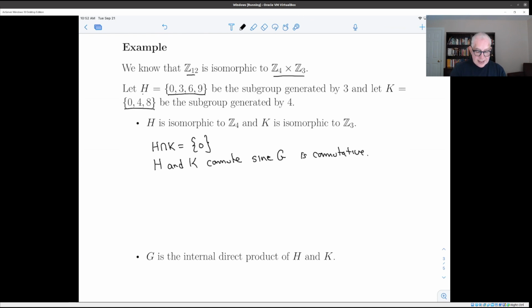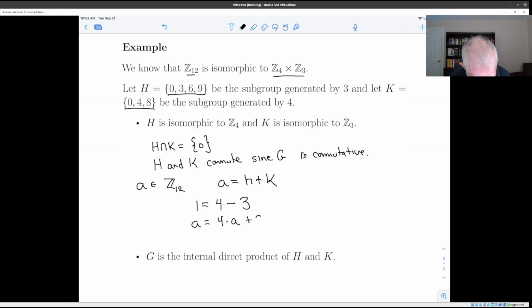And the third thing we can notice is that any element, if I take a congruence class, if a is in Z12, then I claim that a can be written as an element of H plus an element of K. Namely, it's a multiple of 3 plus a multiple of 4. And how do we see this? Well, we can use the fact that 1 is equal to 4 minus 3. And therefore, a is equal to 4 times a plus 3 times minus a for any a.